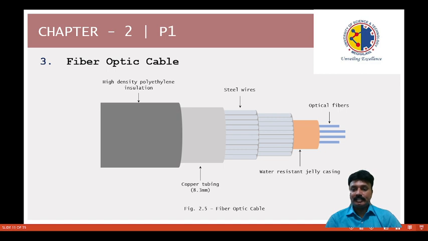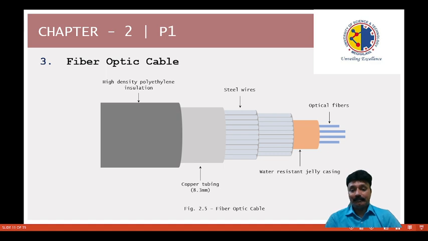So the signal transmission takes place in the form of zeros and ones, that is, light on and off. In such a manner, data will travel over long distances. These cables may be kept under the sea, and they are used to connect various countries also.